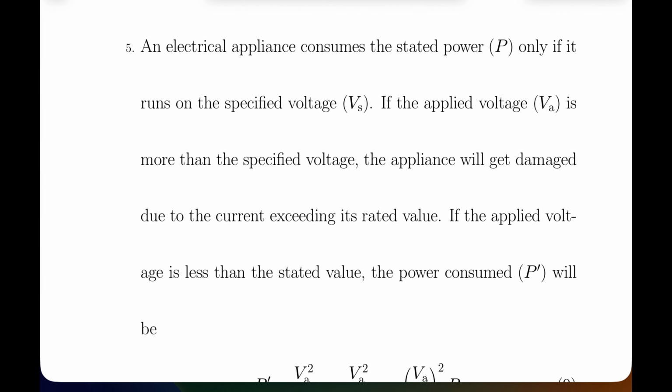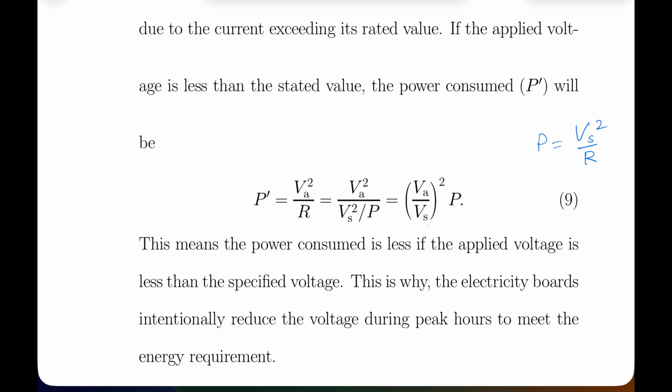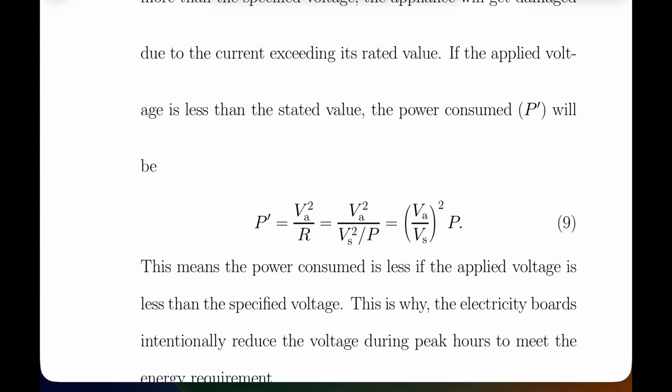Next, an electrical appliance consumes the stated power P only if it runs on the specified voltage Vs. If the applied voltage Va is more than the specified voltage, the appliance will get damaged due to the current exceeding its rated value. If the applied voltage is less than the stated voltage, then the power consumed P dash will be Va square by R. This is Va square upon Vs square upon P.